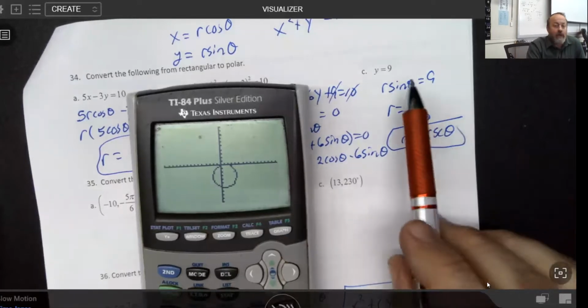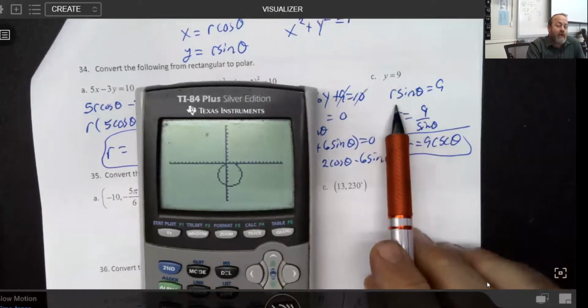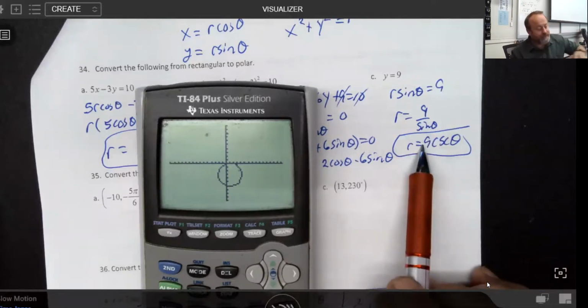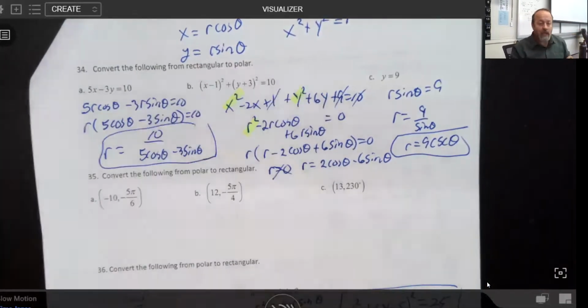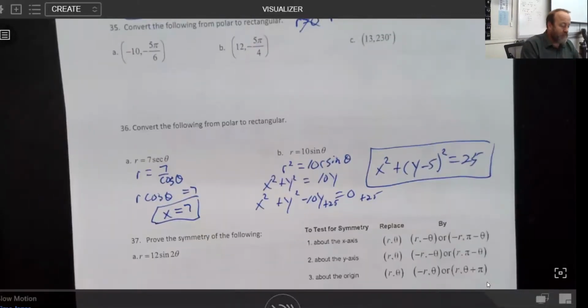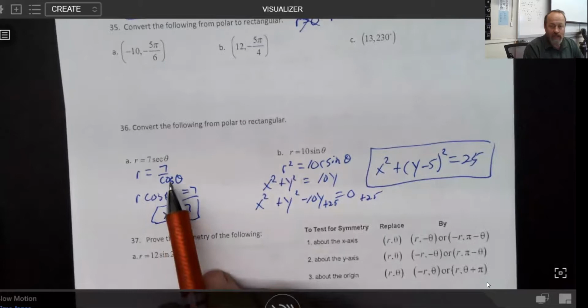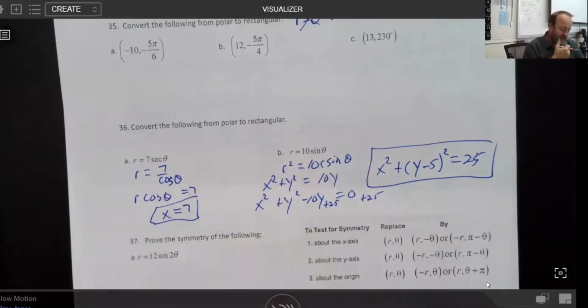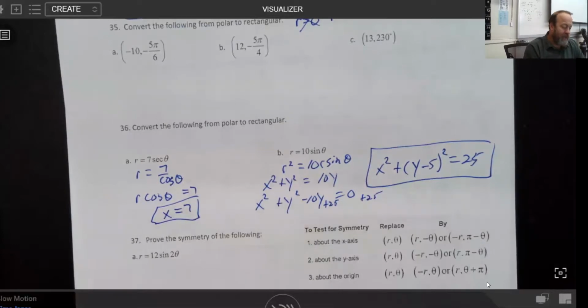Over here, again, y is r sine theta, so I just changed y to r sine, did a little division, and of course the reciprocal of a sine is a cosecant, no big deal. Like I said, I got interrupted partway through, so I started over. This one is very similar to the previous one, and I decided that number 34 and 36 kind of go together, so I just put them together.